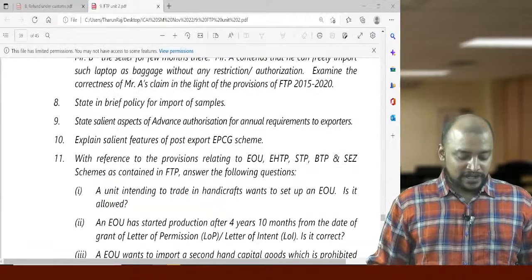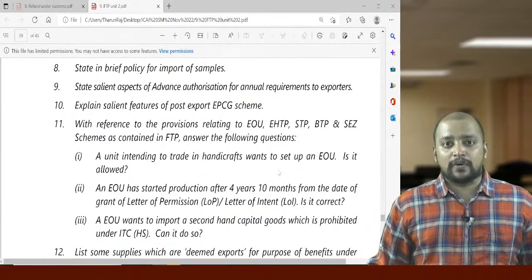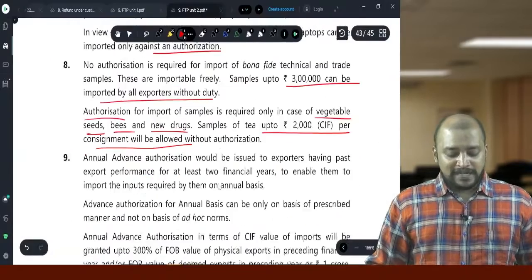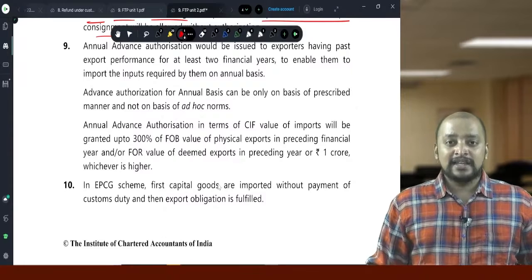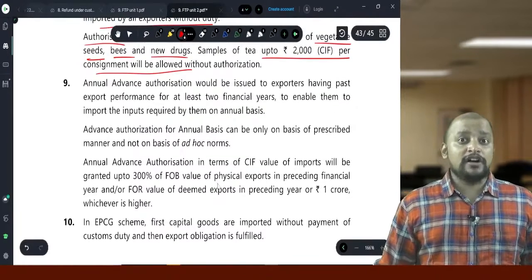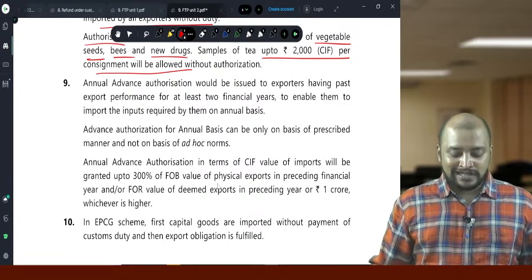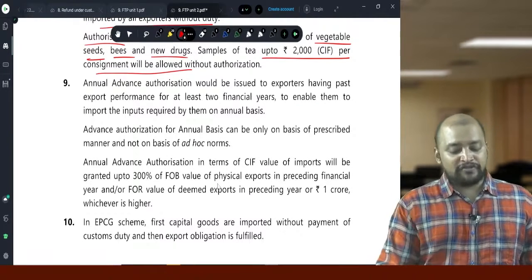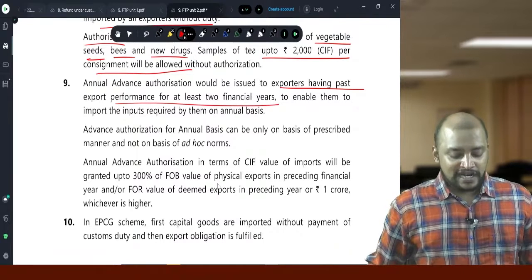Then next question, state salient aspects of advance authorization for annual requirement. So 300% of the FOB value of export or 1 crore, whichever is higher, that much of CIF value of imports is allowed, and this will be given on an annual basis, and it will be given for exporters having a past export performance of at least 2 financial years.